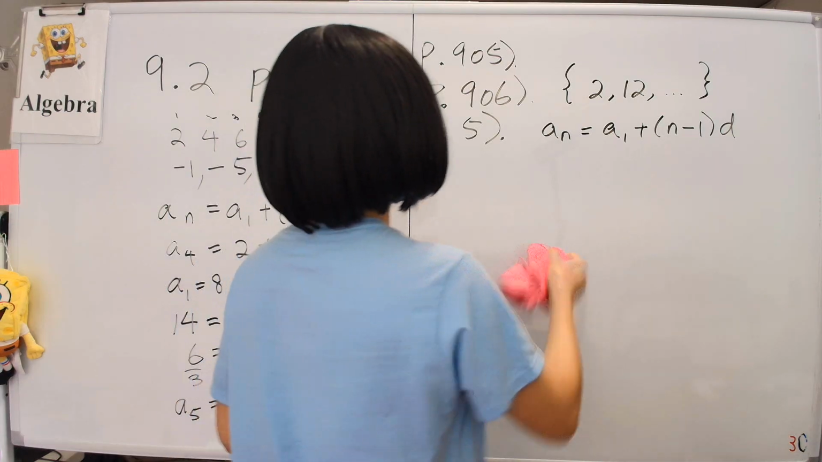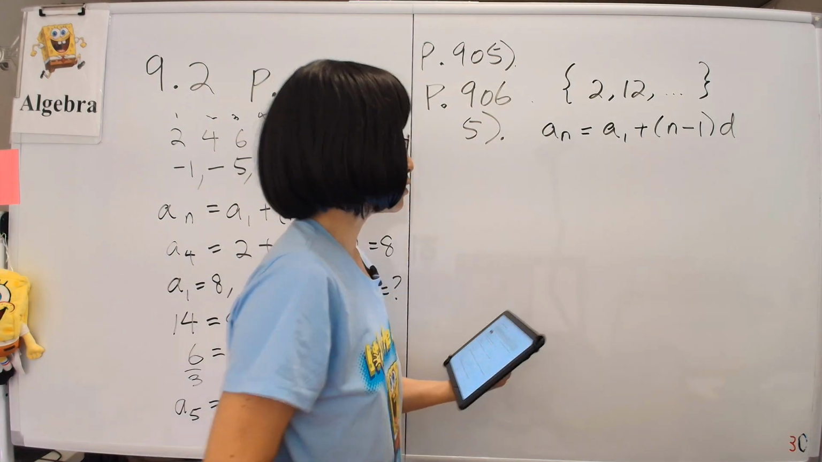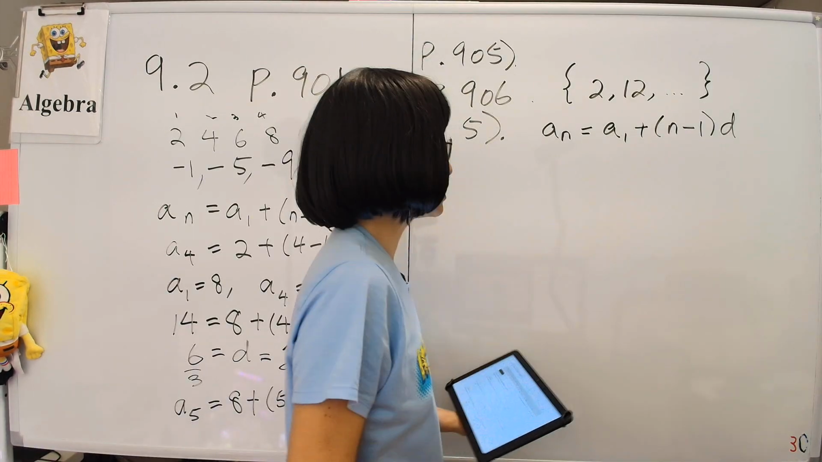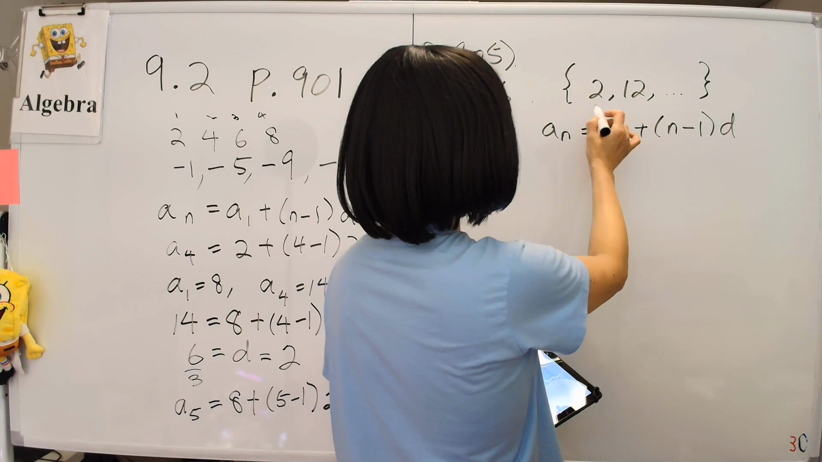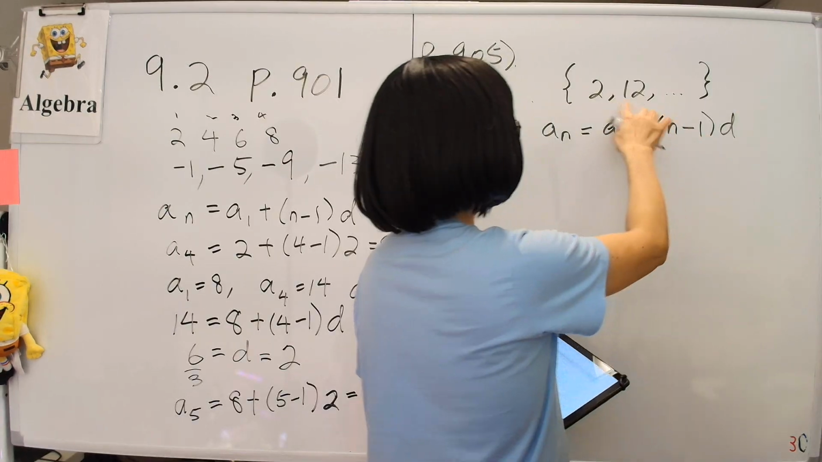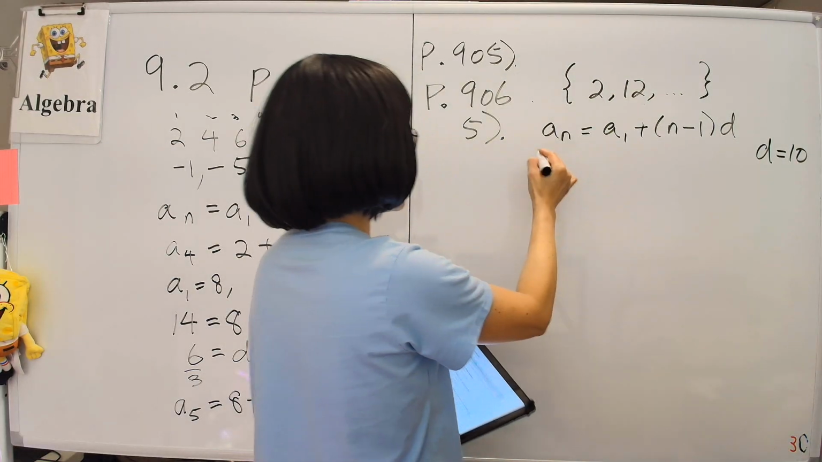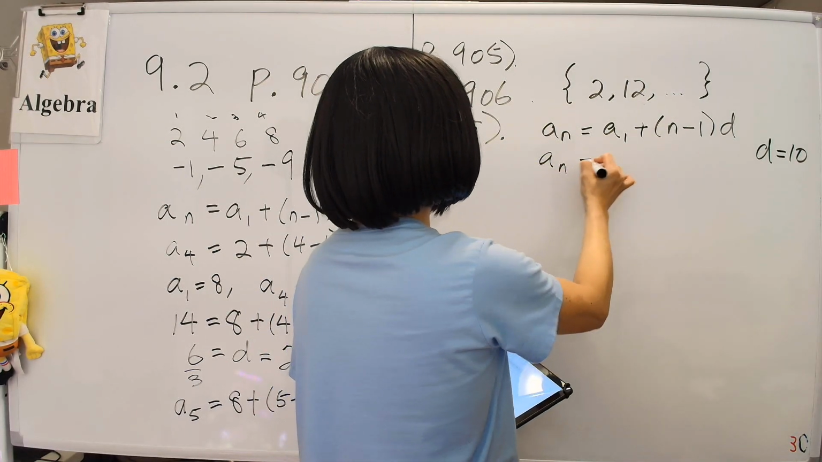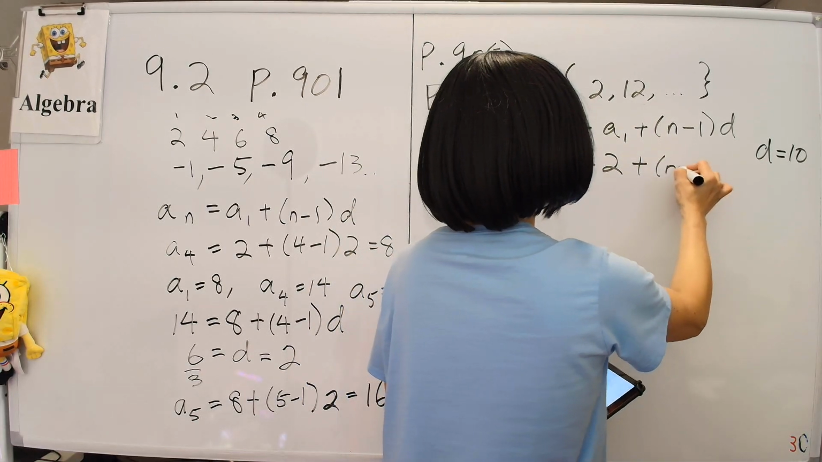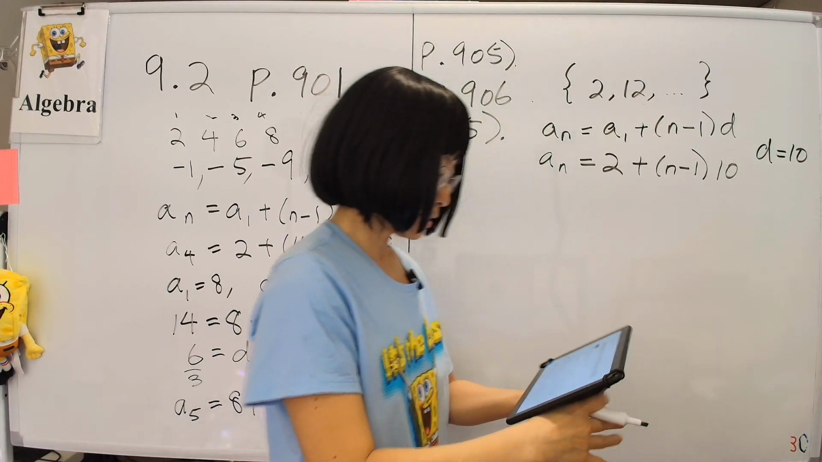The problem says we're given a sequence of numbers that starts at 2 and then goes to 12, etc. But we know that this is an arithmetic sequence, so we don't need to know anything past 2 and 12. And then notice what the difference is. The difference is increasing. So d is 12 minus 2, which is 10. That is d equals positive 10. In that case, we can write down the formula for this sequence right away: an is equal to 2, which is a1, plus n minus 1 times 10. That is the formula, and we can simplify it a little bit, but that's basically it.